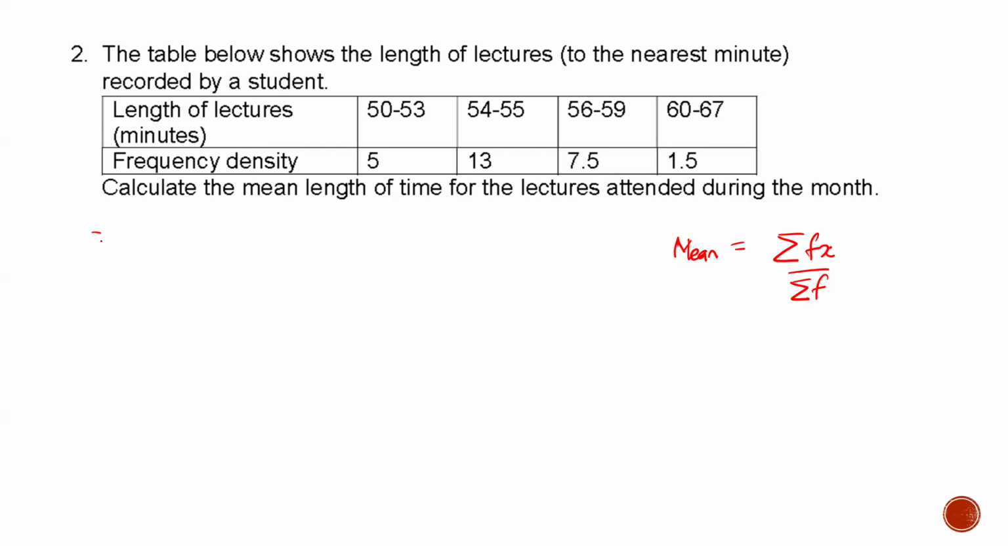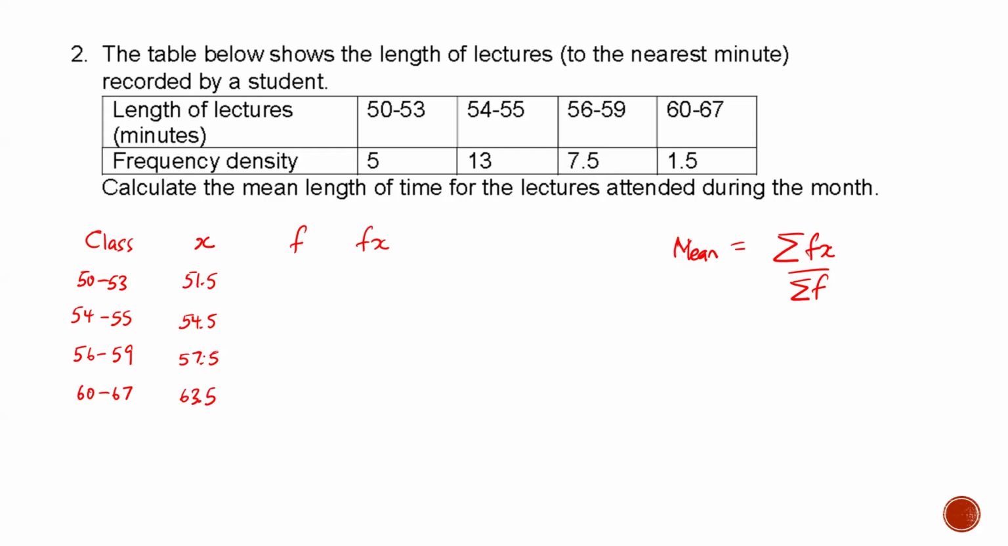So we can have a small frequency distribution table where we have the class, we have x, we have f, and then fx. So here we have 50 to 53. Notice that the class widths, like the class intervals, are different. We have uneven intervals if you look at them. And here you get the average of the two boundaries. So this is 51.5. This is 54.5. This is 57.5. And this is 63.5.